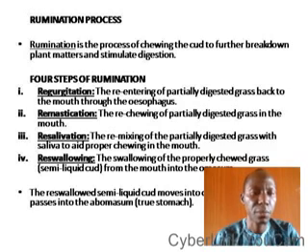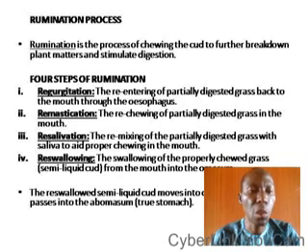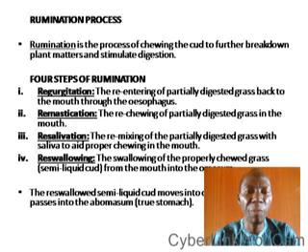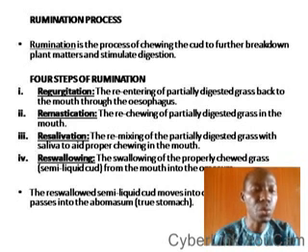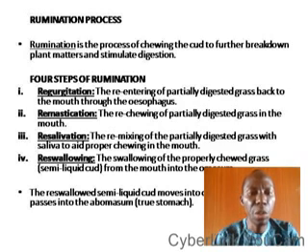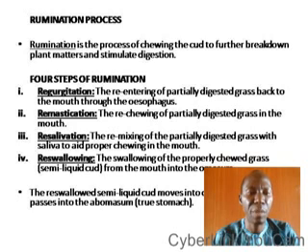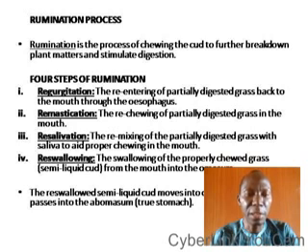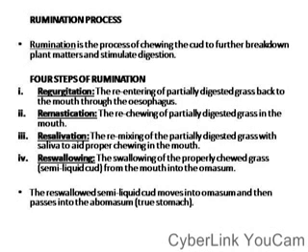steps of rumination. We have number 1, regurgitation, that is the re-entering of partially digested grass back to the mouth through the esophagus. 2, remastication, the chewing of the partially digested grass in the mouth. 3, resalivation, the remixing of the partially digested grass with saliva to aid proper chewing in the mouth. 4, re-swallowing, the swallowing of the properly chewed grass, that is the semi-liquid cud, from the mouth into the omasum.